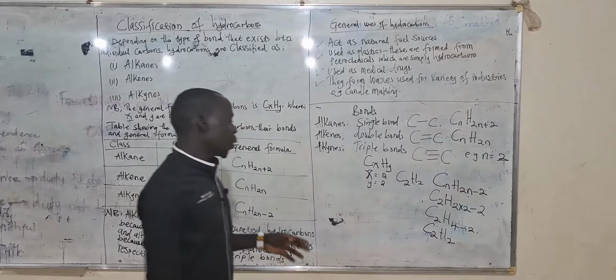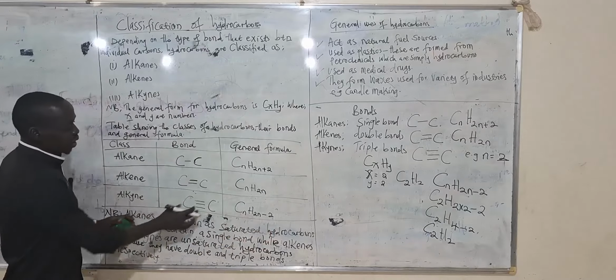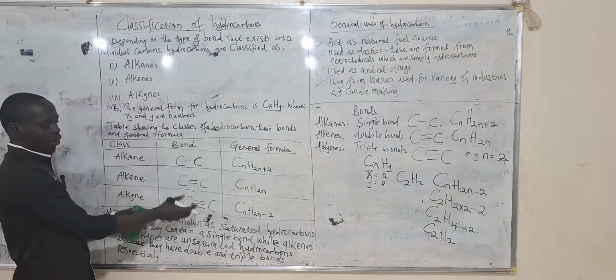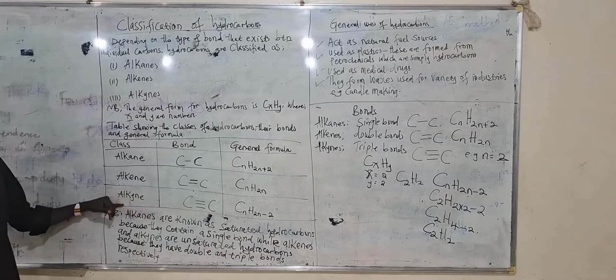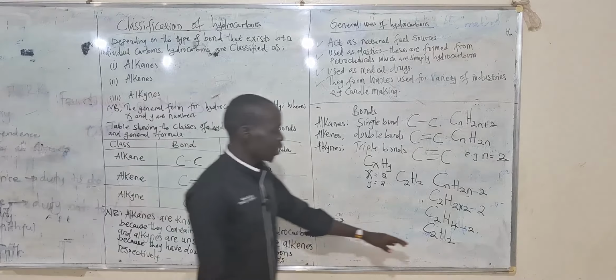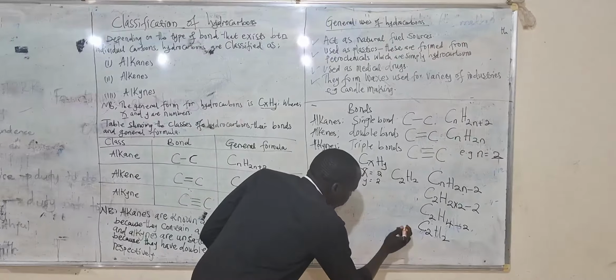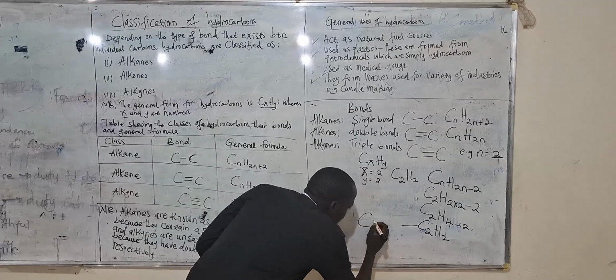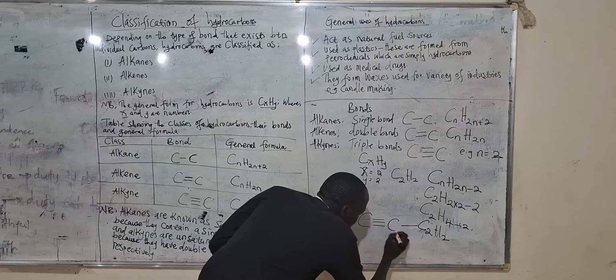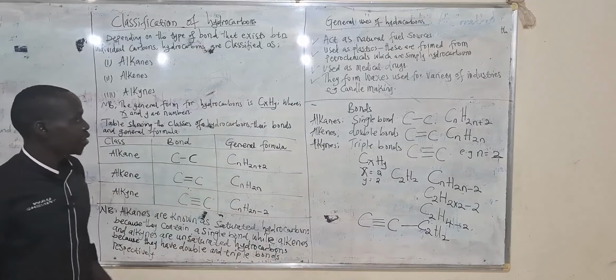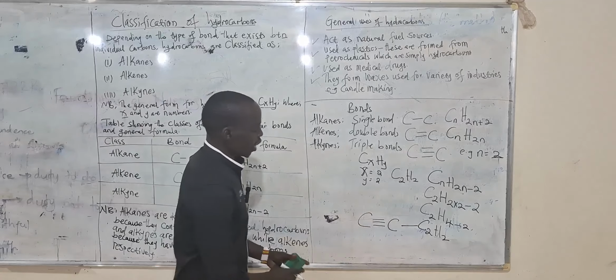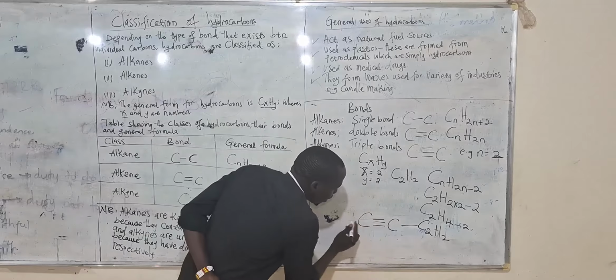H2. But now the question is, how can I put the triple bond so that I know exactly I'm dealing with what? With alkyne. So this is the condensed formula. Let's write it structurally and you see what the thing can bring. So here we shall have C triple what? Triple bond, because we are dealing with alkyne. So if this is the case, we shall now say 1, 2, 3, 4.